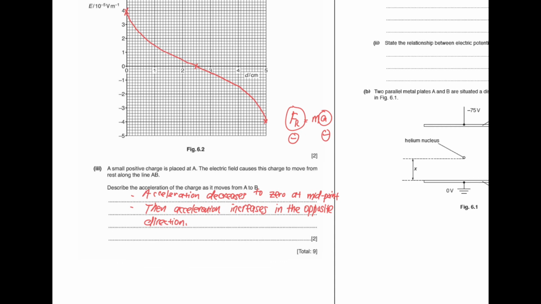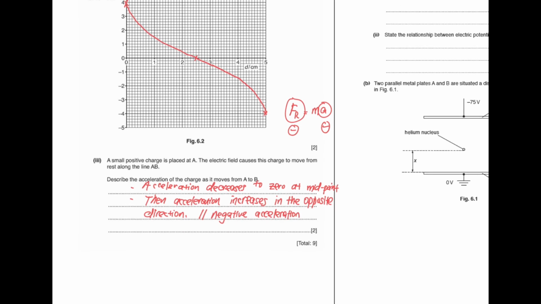So of course the second point, acceleration increases in the opposite direction. You can also call it negative acceleration, or in other words, deceleration. Okay, so let's see the motion here. The positive charge moves from rest along the line AB. Initially the acceleration is quite big. So let's say, for example, I put values.